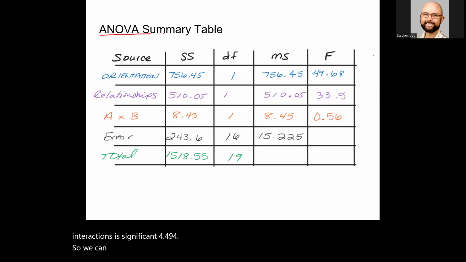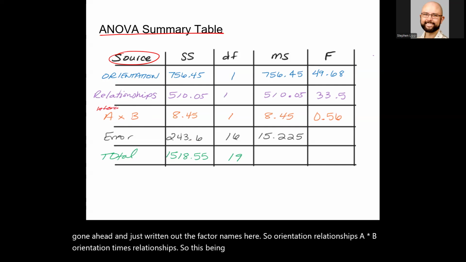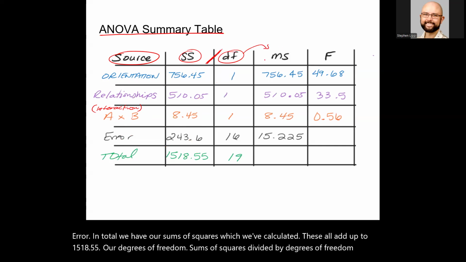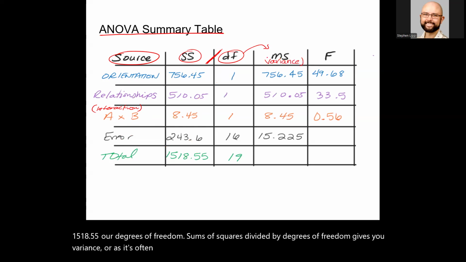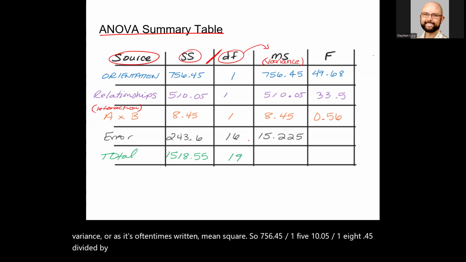So we can go ahead and write out the ANOVA summary table. We have our source. And I've gone ahead and just written out the factor names here. So orientation, relationships, A times B, orientation times relationships. So this being the interaction. Error and total. We have our sums of squares, which we've calculated. These all add up to 1518.55. Our degrees of freedom. Sums of squares divided by degrees of freedom gives you variance, or as it's oftentimes written, mean square. So 756.45 divided by 1, 510.05 divided by 1, 8.45 divided by 1, 243.6 divided by 16. That gives us our error variance.